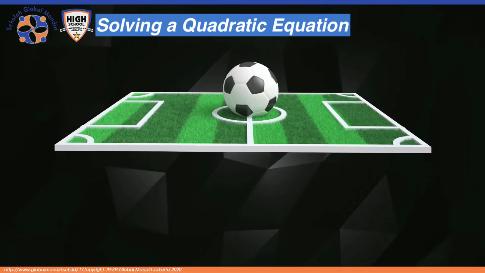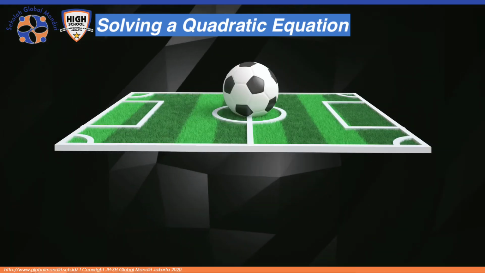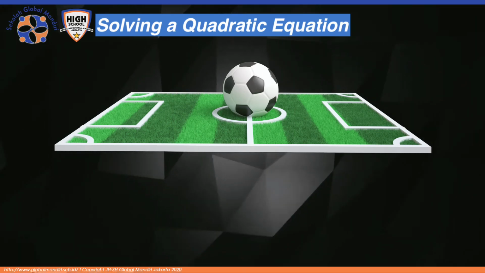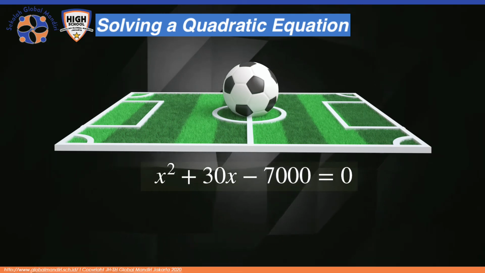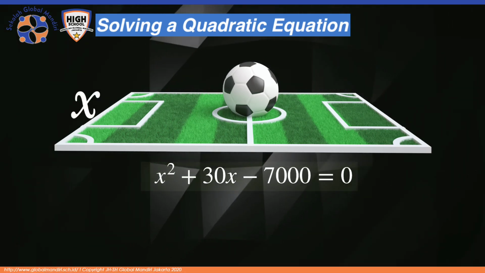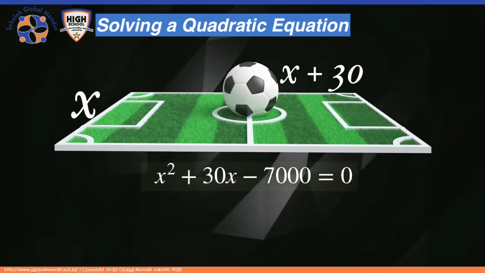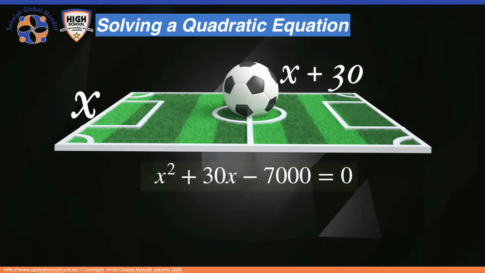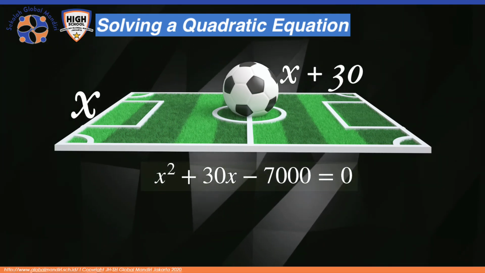Sekarang kita kembali ke persoalan yang pertama, yaitu luas dari soccer field yang telah diubah menjadi bentuk persamaan kuadrat, yaitu x kuadrat ditambah 30x dikurang 7000 sama dengan 0. Dengan x itu menunjukkan lebarnya dan panjangnya adalah x ditambah 30. Now we have to find the x by doing the factorization like in the example.